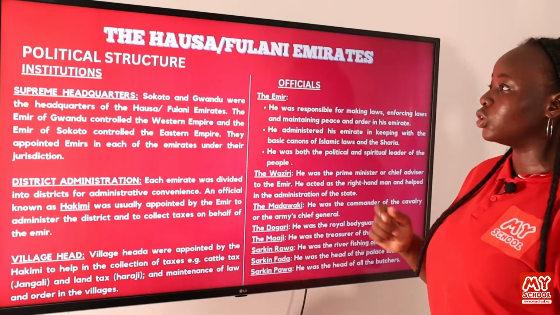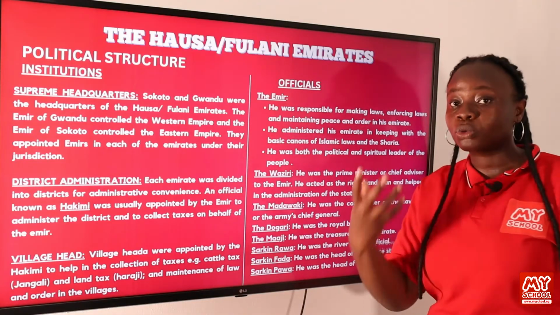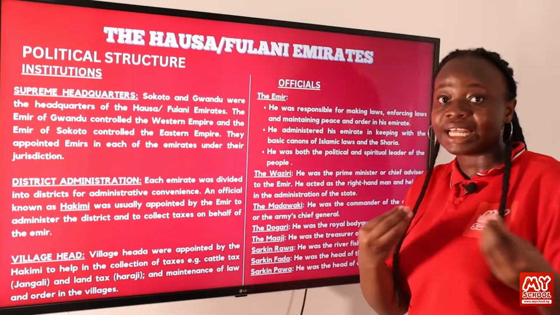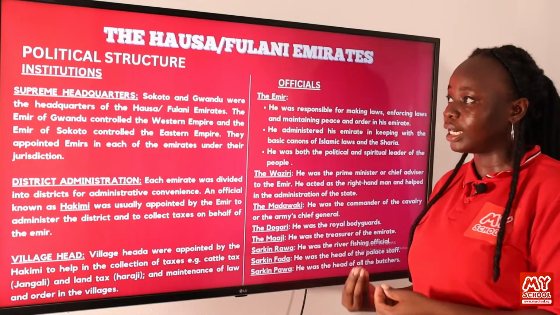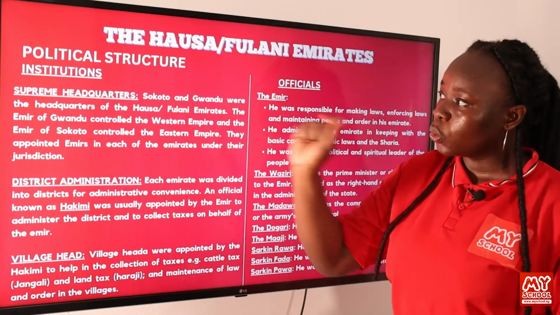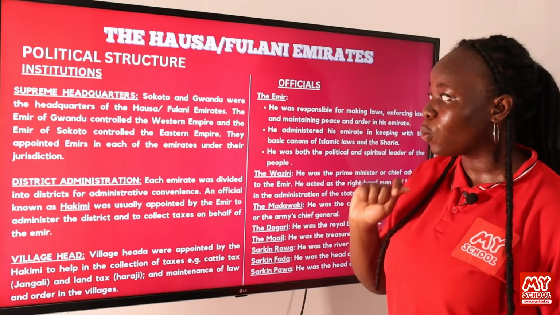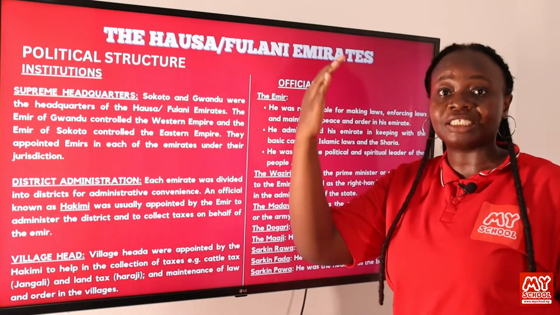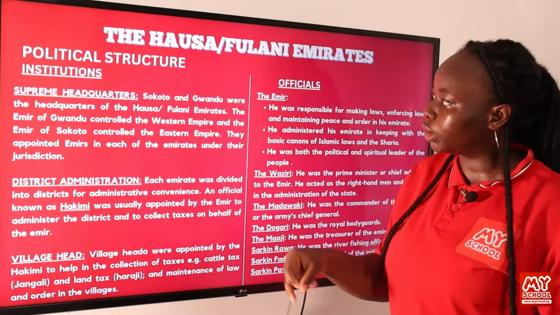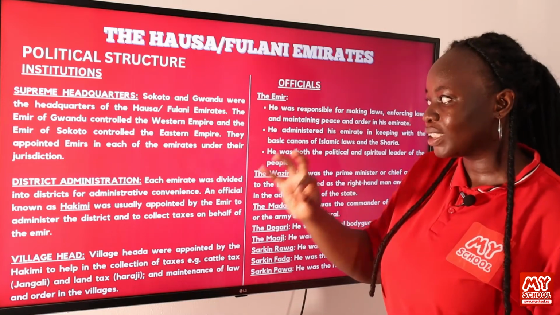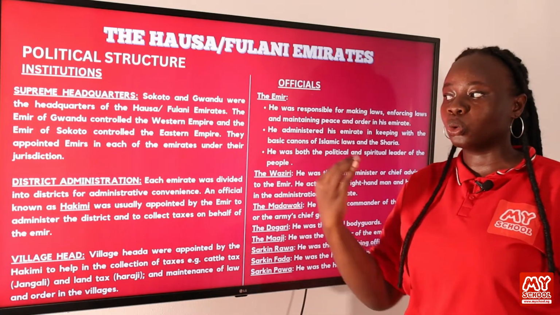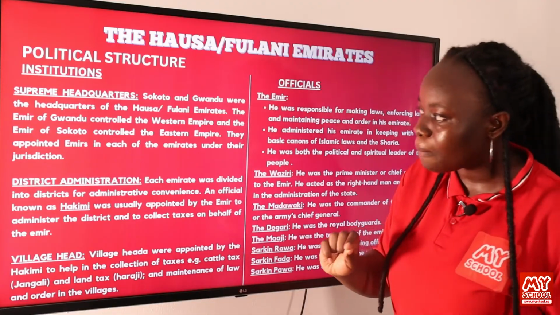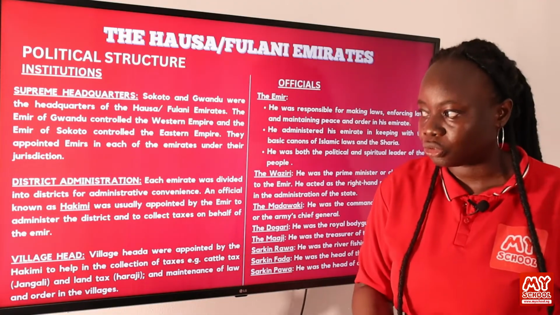All right, we are going to discuss the institutions and the officials. Remember, we talked about how this showed that there was a government in the Nigerian society. We had institutions, we had the supreme headquarters. Sokoto and Gwandu were the headquarters of the Hausa Fulani Emirates. Think of it as the federal government of the Hausa territory. The Emir of Gwandu controlled the Western Empire and the Emir of Sokoto controlled the Eastern Empire. They appointed emirs in each of the emirates under their jurisdiction.